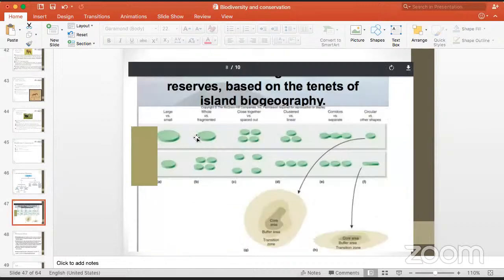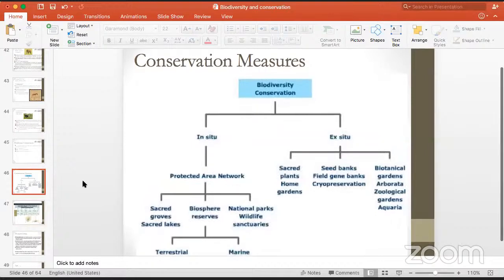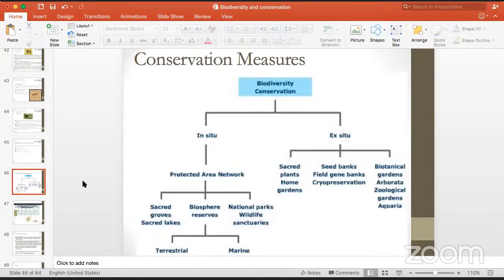Did we see this slide yesterday? Did we study the design of a national park? Yes, ma'am. Okay. Yes, I think we saw the first 3, right? So before we discuss the next 3, let's look at some of the in situ measures of conservation. Yes. Okay. So look at the slide, everyone.